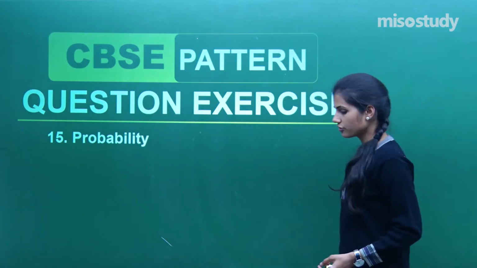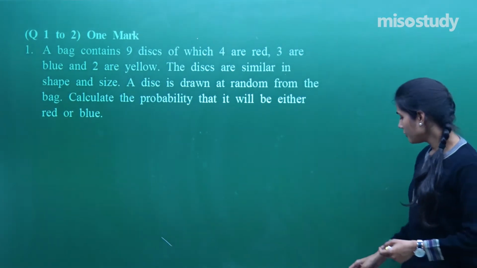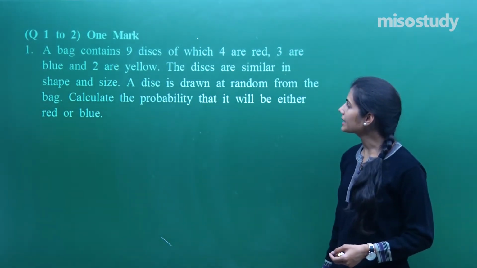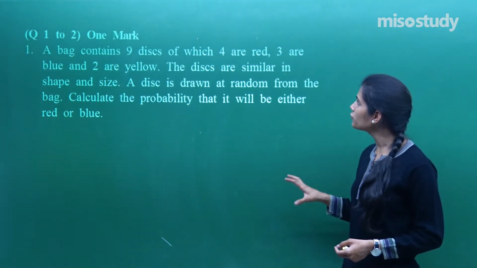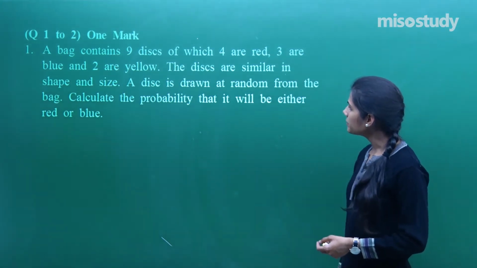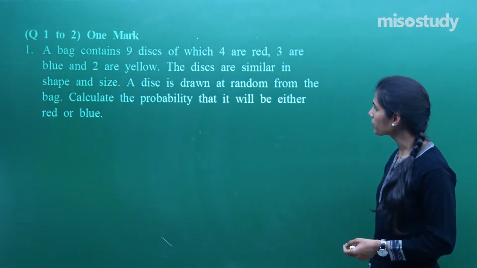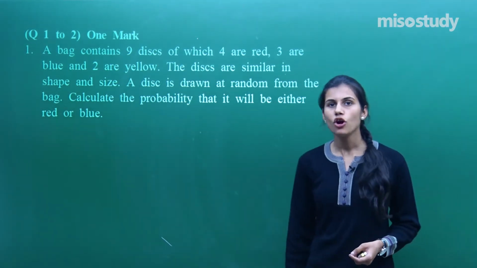Let's begin the discussion with the first question. A bag contains 9 discs, of which 4 are red, 3 are blue and 2 are yellow. The discs are similar in shape and size. A disc is drawn at random from the bag. Calculate the probability that it will be either red or blue.